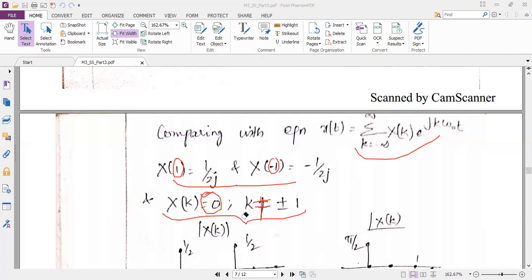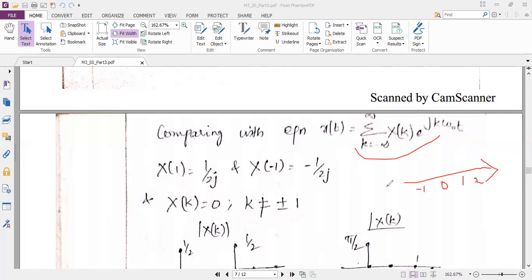Now I need to calculate the magnitude. So let me just draw the x-axis here. This is my 0, 1, 2, and here it is minus 1 and minus 2. This is my y-axis, magnitude of x of k. I will get the magnitude at two positions. One is at minus 1, another one is at plus 1. So let me take at plus 1.